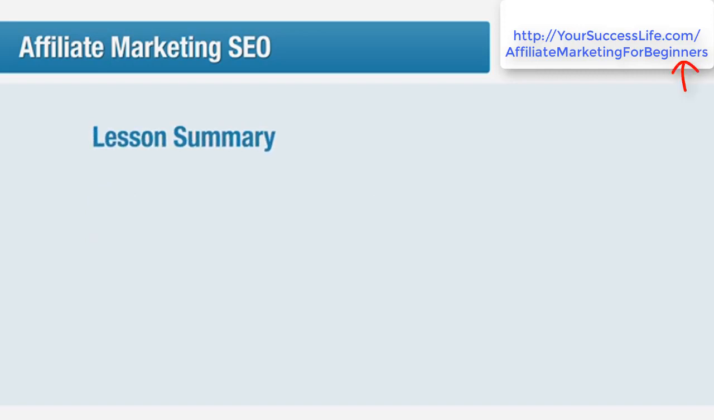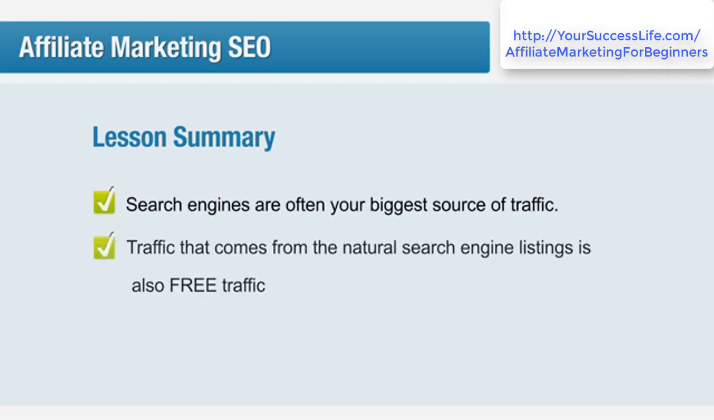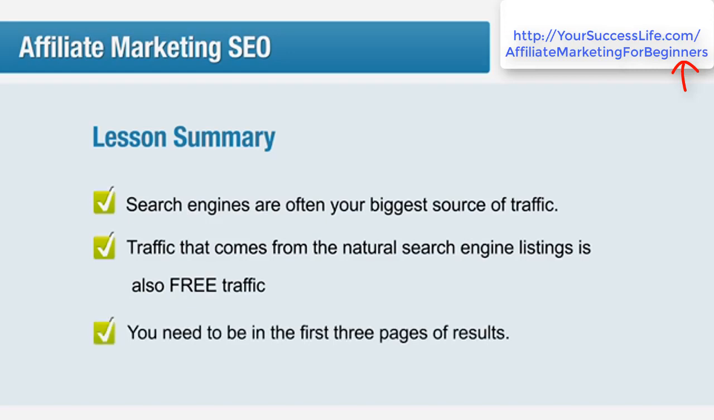So why is SEO important? Search engines are often your biggest source of traffic. And remember, traffic that comes from natural search engine listings is also free traffic. And don't forget, you need to be within the first 3 pages of the SERPs, the search engine results pages, to receive any significant traffic from the search engines.